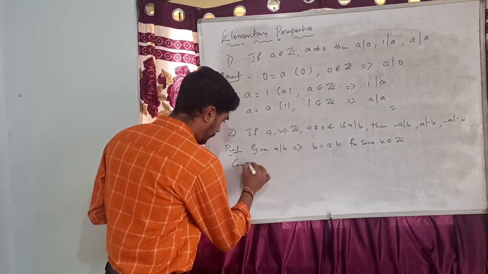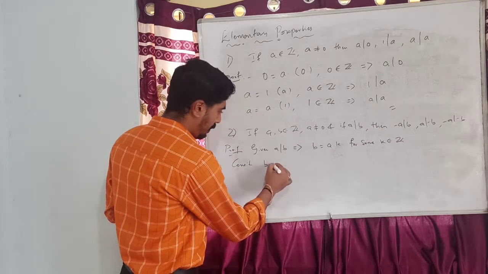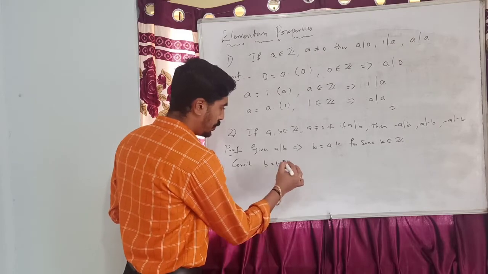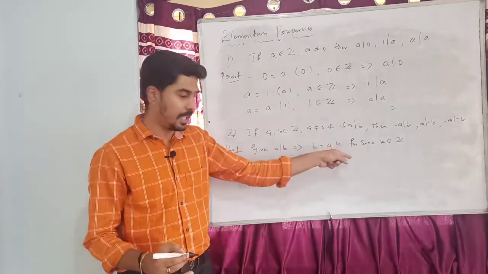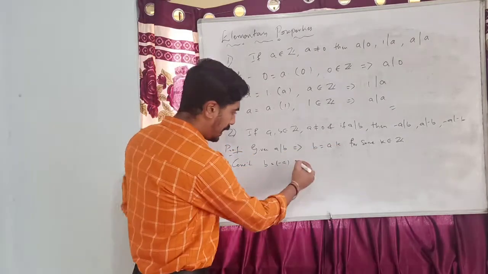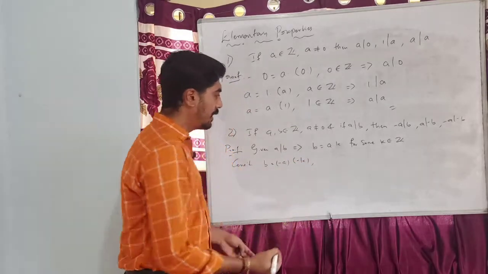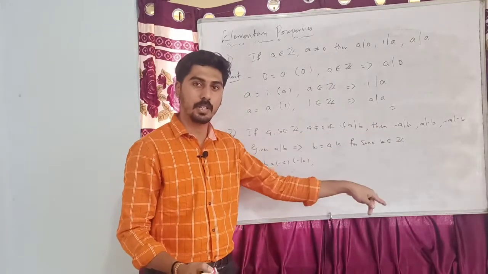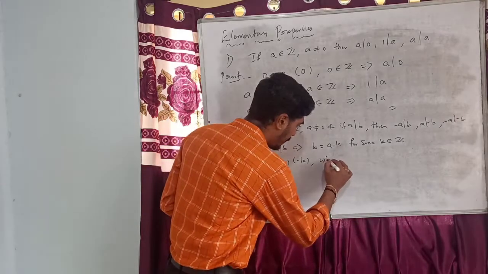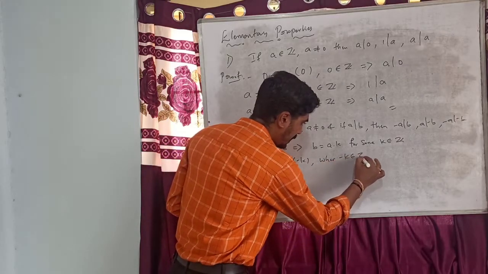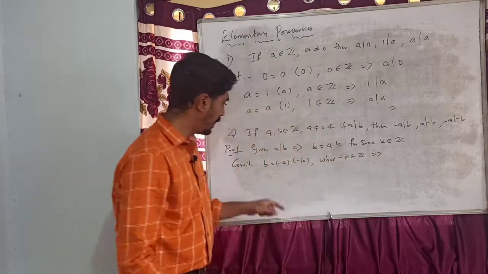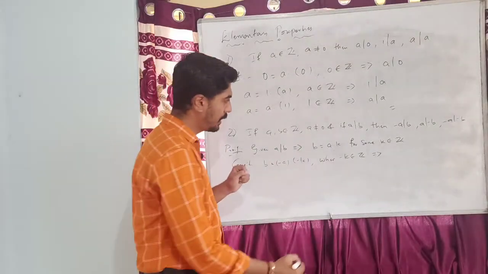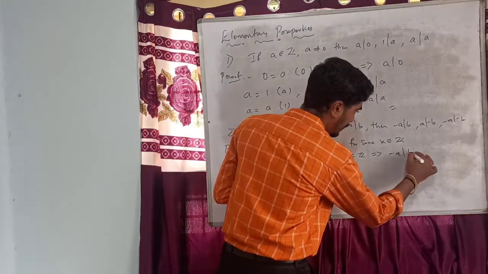Consider B, which is equal to minus A into, since B equal to AK, B can be written as minus A into minus K. Since K is an integer, minus K is also an integer, and therefore minus A divides B.